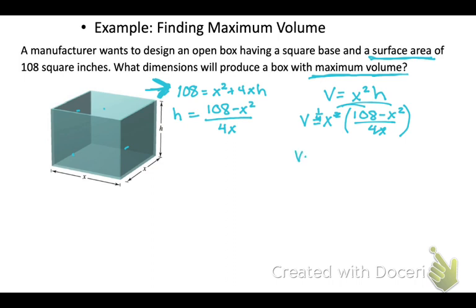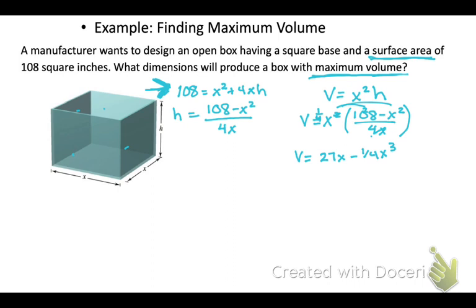So V equals, well, 108 divided by 4 would be 27. Did you get the 1/4 from the 4? Yeah. Okay. So 27x minus 1/4 x cubed. I just distributed, making this easier to work with.